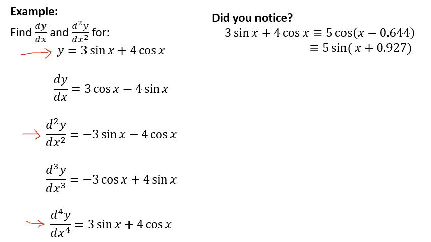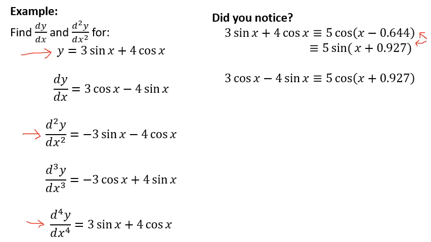Those numbers, incidentally, are 90 degrees apart, which makes sense because the cosine is the complementary function to sine, so the functions are 90 degrees apart. You can either take a cos graph and shift it to the right by 0.644, or you can start with a sine graph and shift it to the left by 0.927. Either way, you'll end up with this function. This is the first derivative.